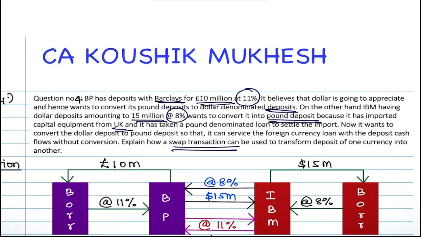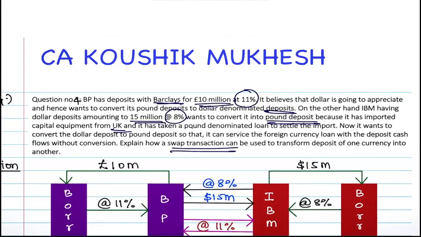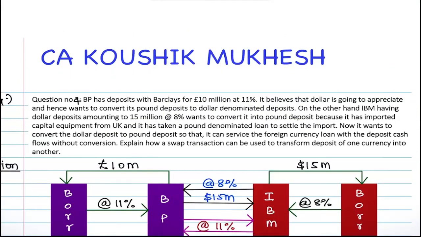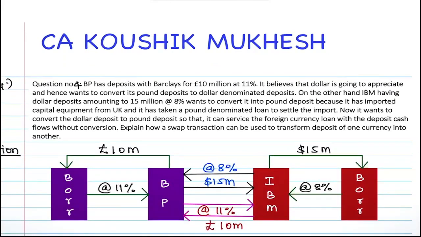Okay. So Bharat Petroleum has a deposit with Barclays in pounds. Pounds how much? 10 million pounds, at 11%. Means it has a deposit. Next one. So the bank is a borrower now, with 10 million pounds at 11% interest rate. So it will receive 11% by giving money of 10 million pounds to Barclays Bank. It believes that the dollar is going to appreciate and hence it wants to convert its pound deposits into dollar denominated deposits. With appreciation, more dollars will come. Therefore, I wanted to convert into dollars.